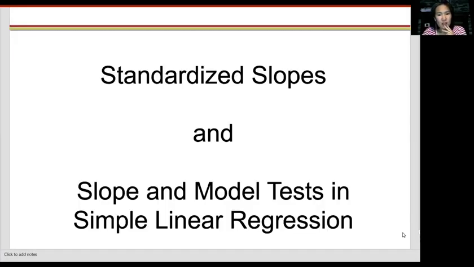Today's topic is regression analysis. This is one of the most important topics in this class. So let's open the PowerPoint slide set. The slide set title is 3A Model Test: standardized slopes and slope and model tests in simple linear regression. Today's topic is particularly simple regression, which has only one single predictor.